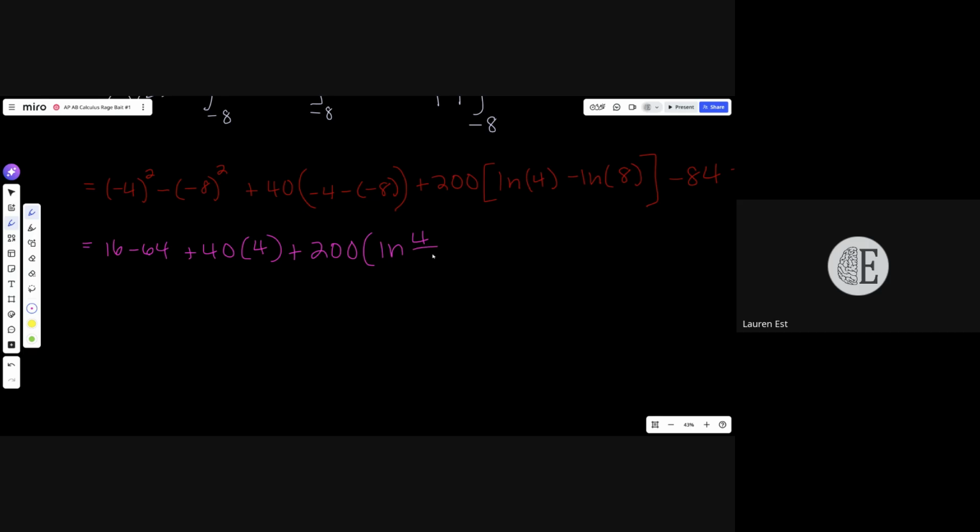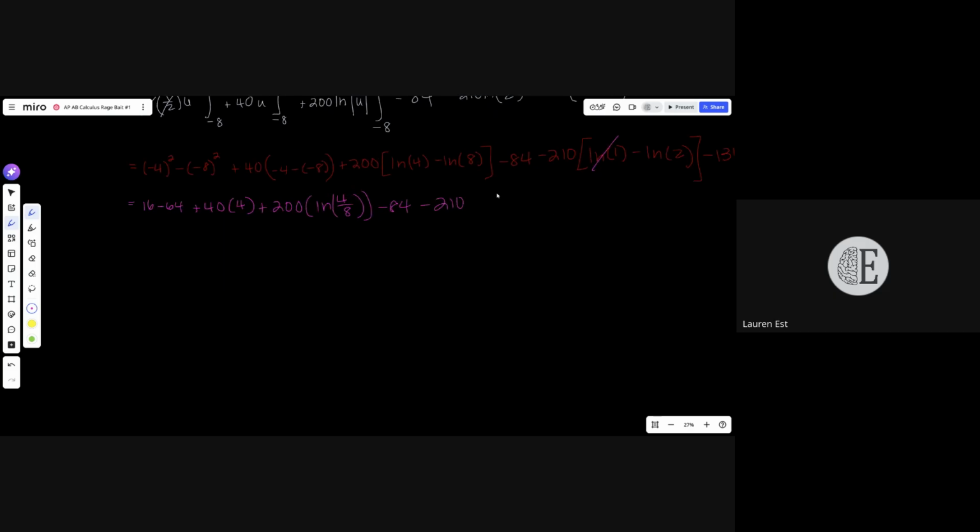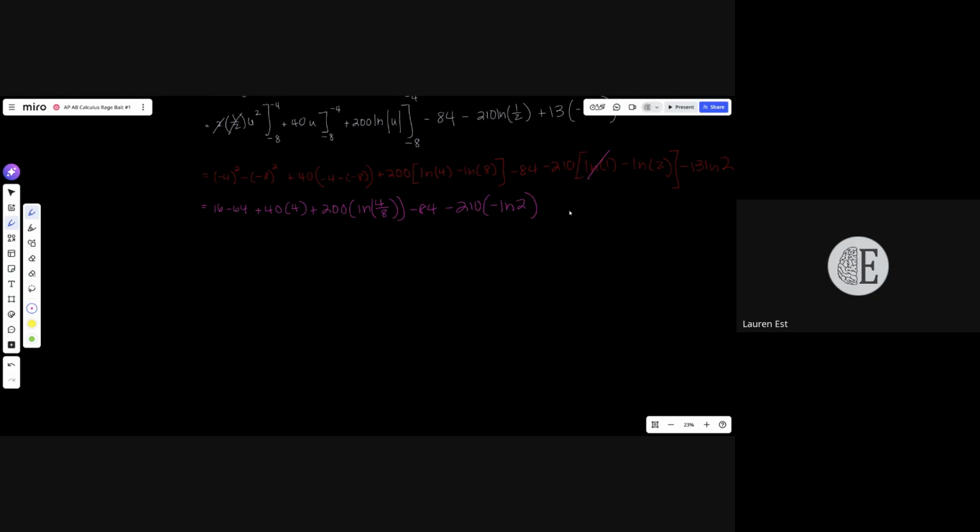ln of 4 over 8. P4. It's 210. That becomes 0. Minus 13. I'm going to start combining like terms. So this one, this one, this one, and this one I can combine. So I'm going to cheat a little because it's late.